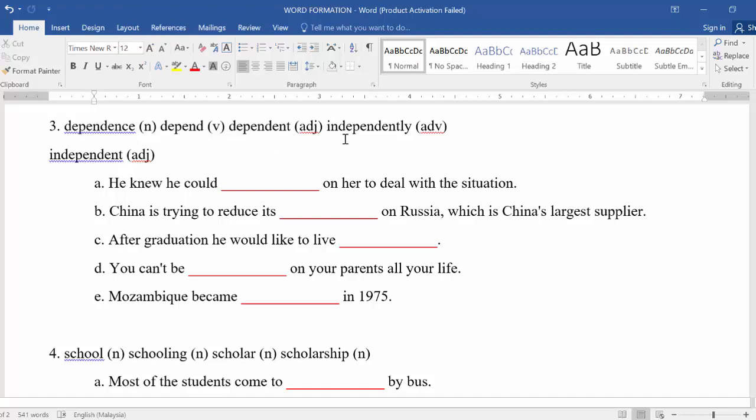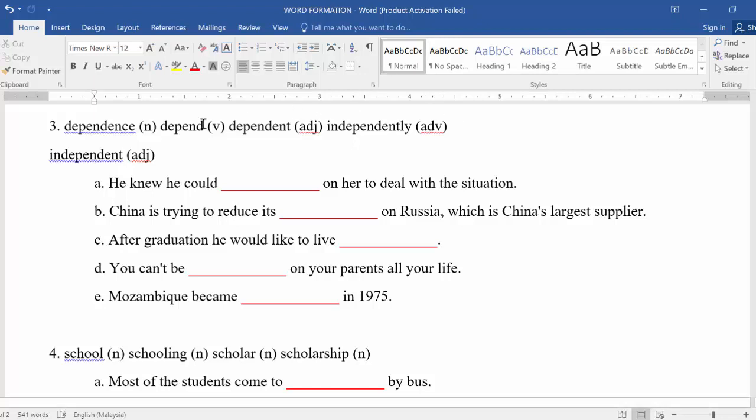Okay, next one, independently. Okay, independently here is an adverb. Independently is used to describe a verb, an action which can be done on your own. You can do it by yourself. You do not need help from others. For example, I can do my work independently. Okay, independently here is describing do. The action do means that you can do it by yourself. You do not need help from others.